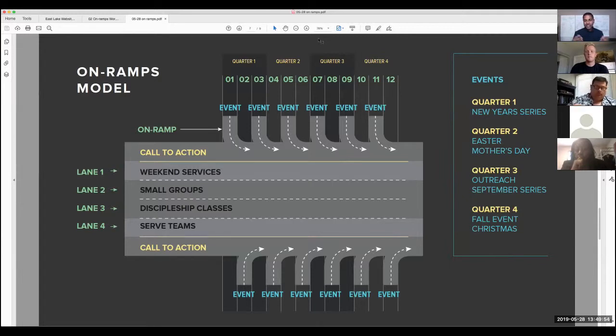And then the second thing I want you to do is make sure you take a look at your calendar ahead of time. Plan your events so that they're attractional. Create on-ramps to get people outside the church into your church. Healthy churches are churches that do this well. The churches that don't do this well get weird.